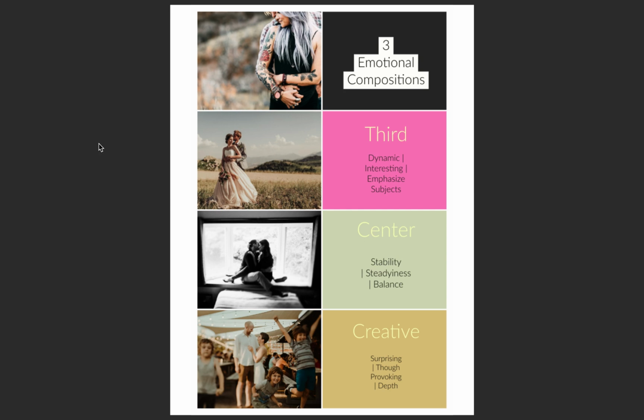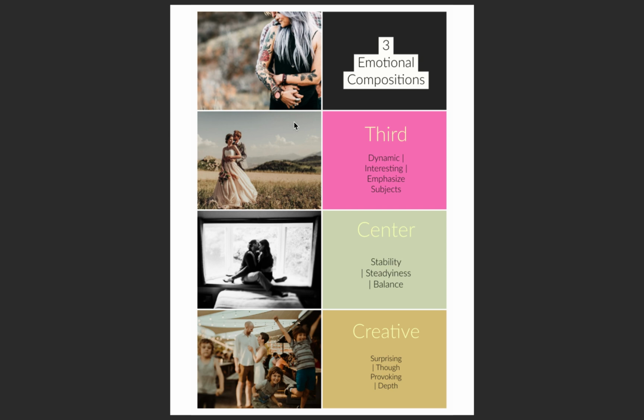All right, I'm going to go over the three emotional compositions that I think are important for all photographers to understand, to be able to apply, and to really get a grasp of why shooting in this specific way, in this specific composition, actually affects and influences your ideal clients to book you. That's important, right? We want to understand that. And one way to do that is to shoot in a certain composition.